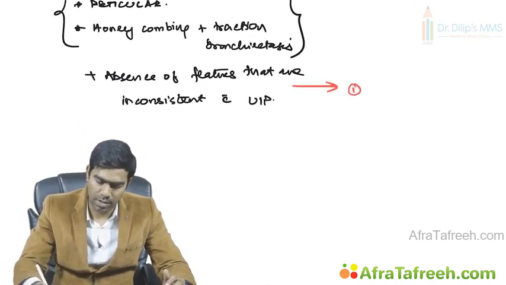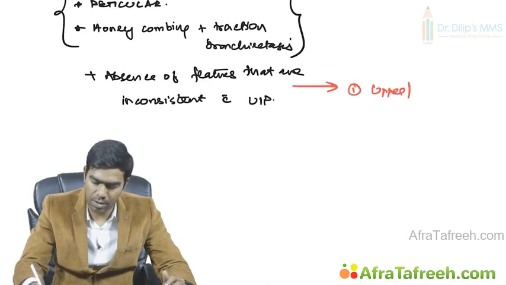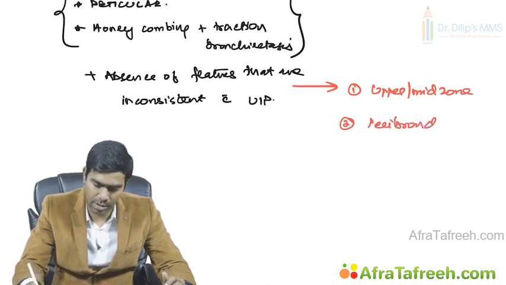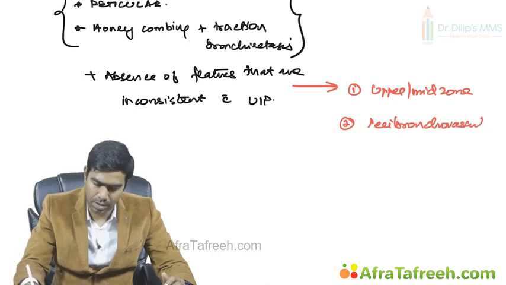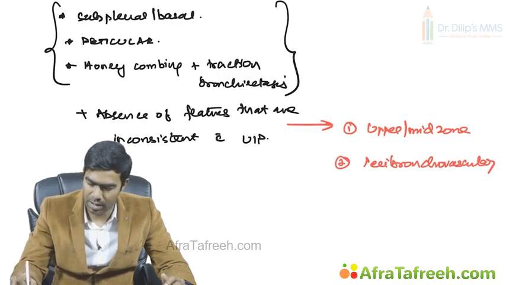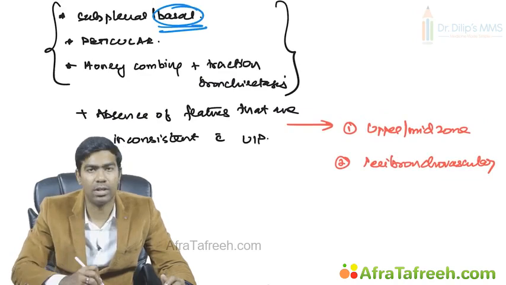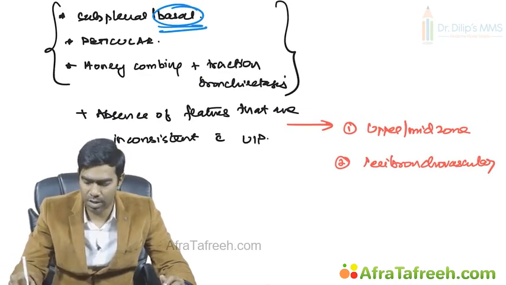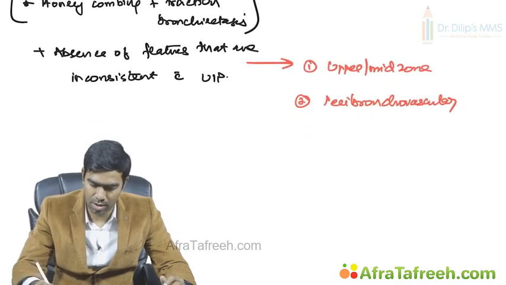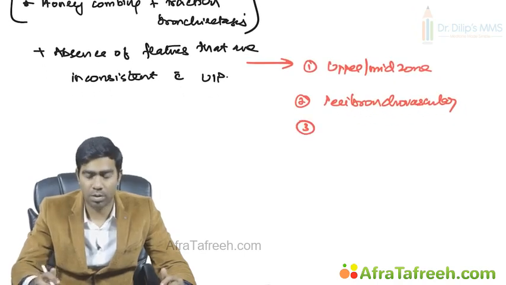Number 1, if the involvement is upper or mid zone involvement is there. Number 2, peribronchovascular involvement is there. Remember, always, IPF means it must be basal only. You should never involve the upper or mid zone. That gives a strong alternate possibility.